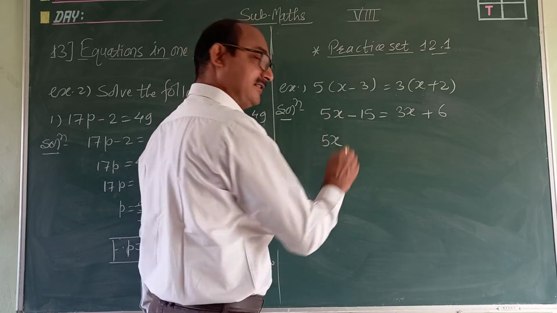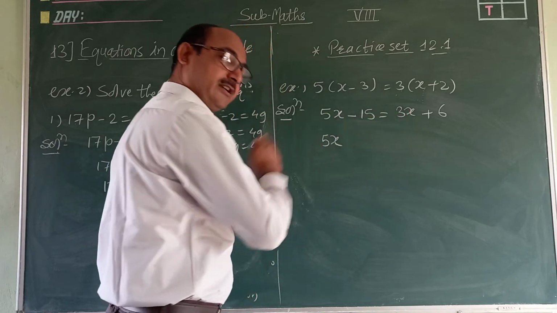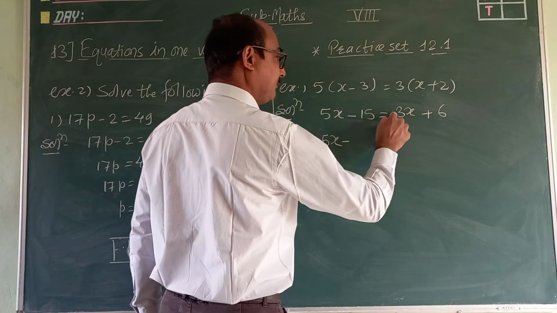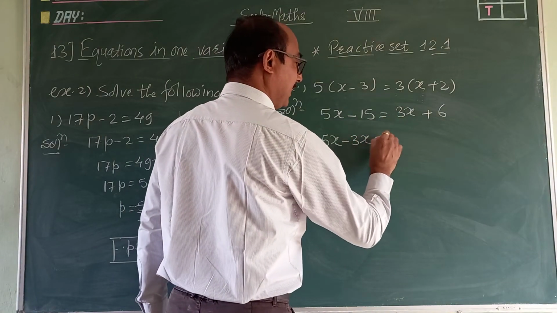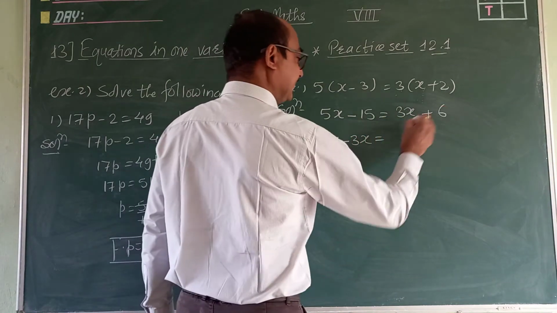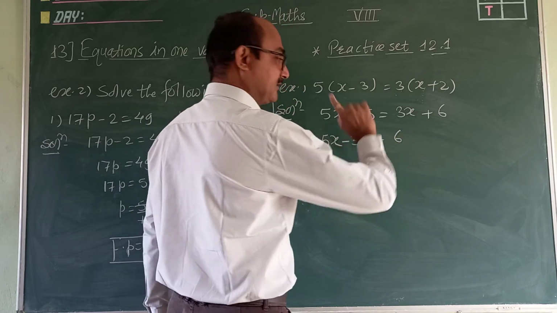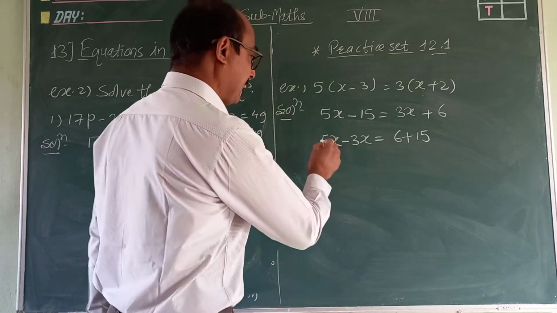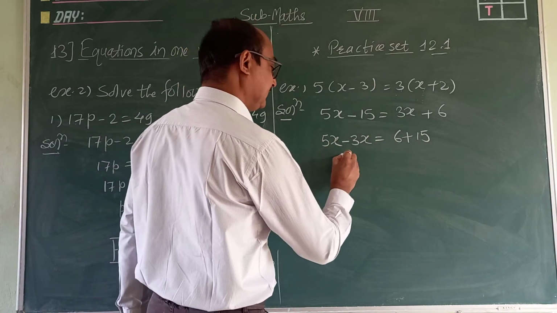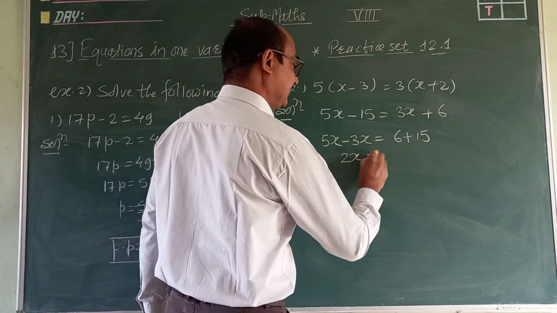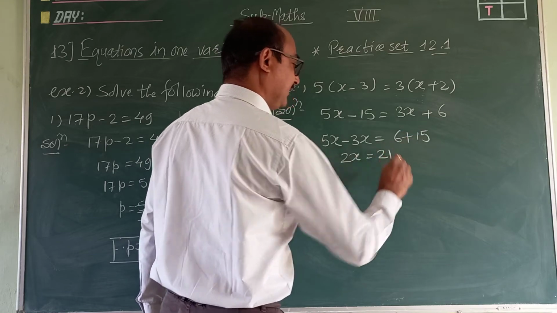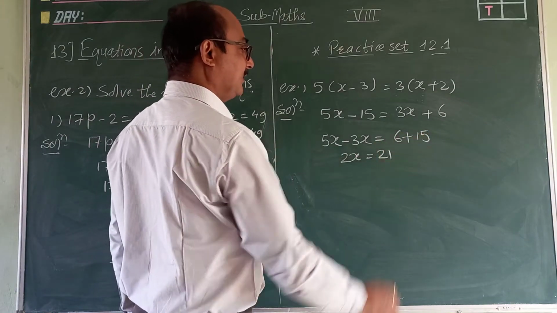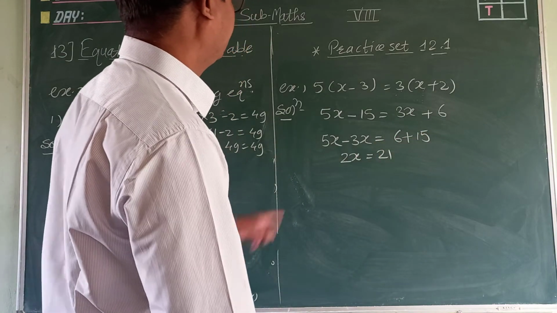Keep this 5 as it is. Take the smaller term with the smaller coefficient to the left-hand side; here it is plus, it becomes minus. This 6 as it is. Then the number minus 15, take that side, it becomes plus 15. 5x minus 3x, 2x is equal to, this is 21. 6 plus 15 is 21.